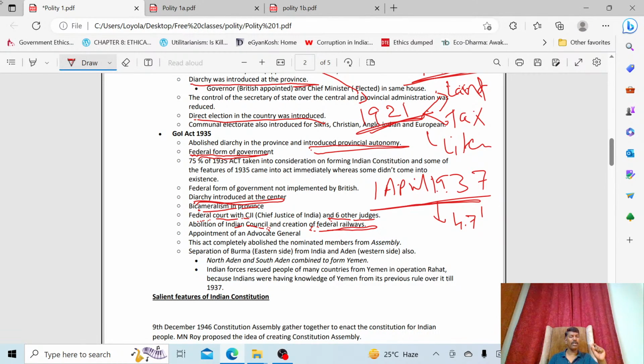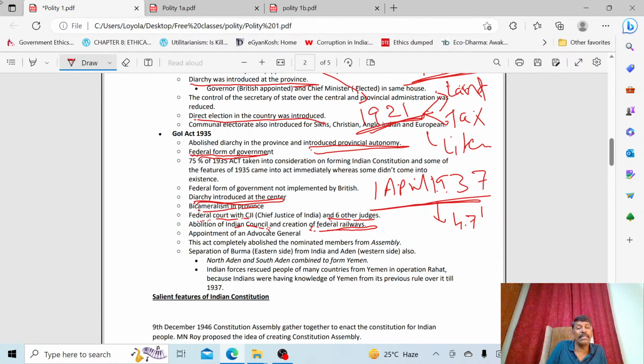But the most important part, which UPSC has already asked, is the separation of Burma from India, British India. And the most important reason, I can say, was to not allow the spread of the national movement via the northeastern states to Burma, so that Burmese would not also ask for independence. So they separated Burma from India through the 1935 Act from 1st April 1937.